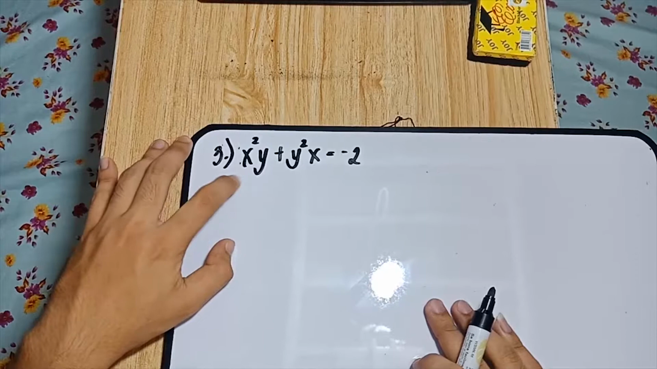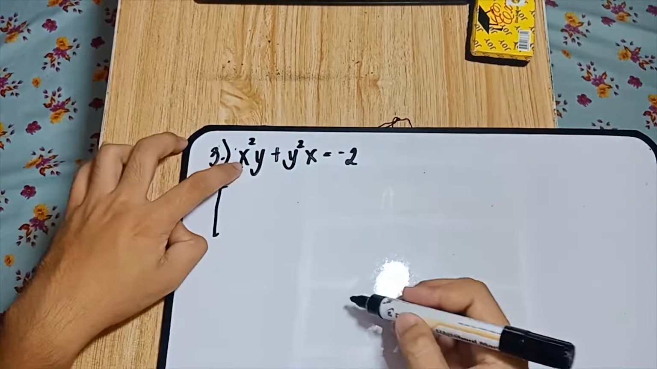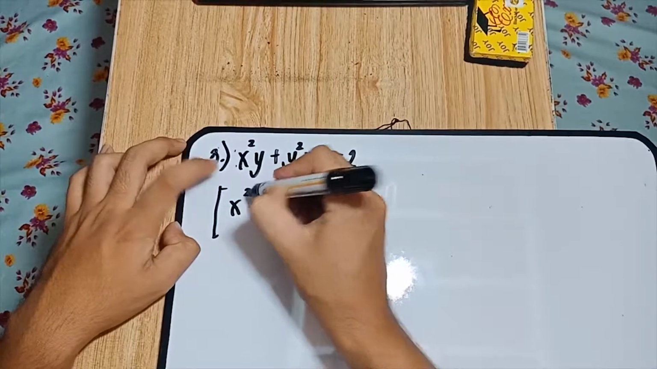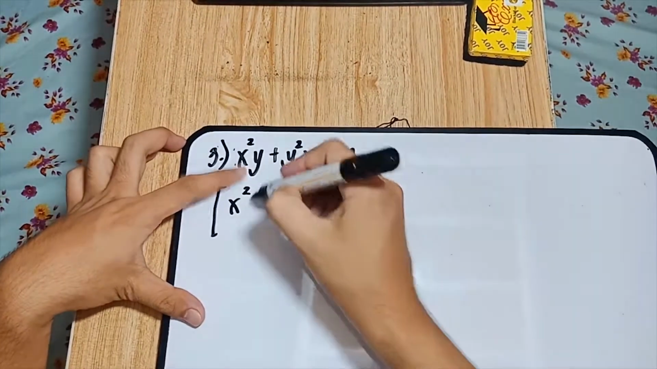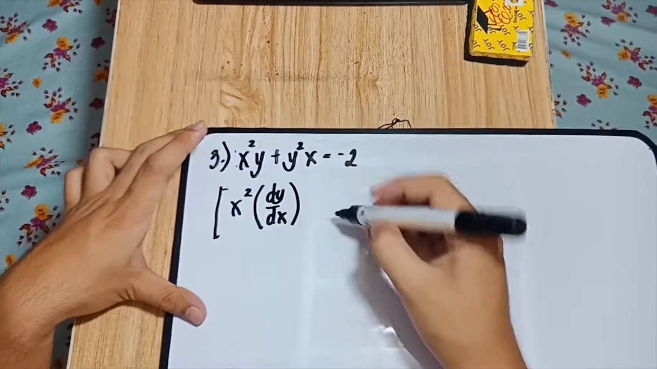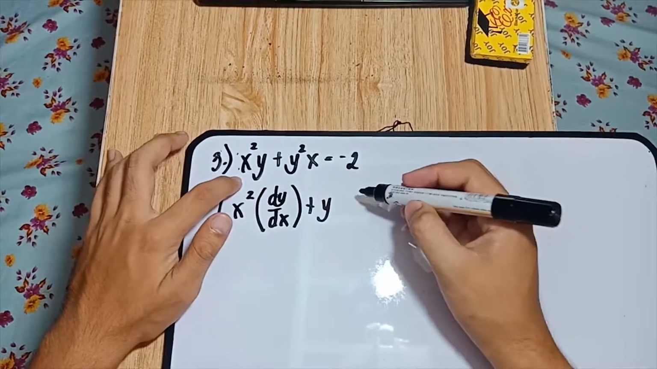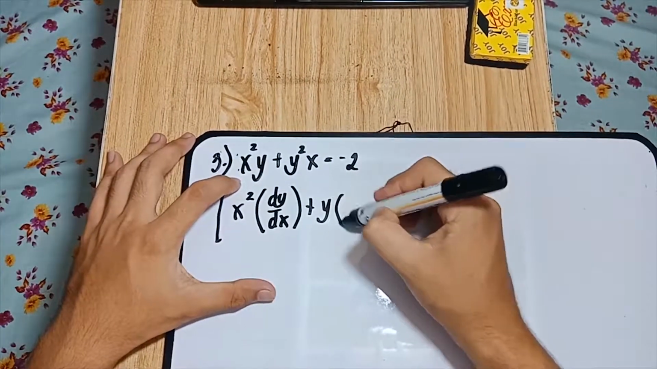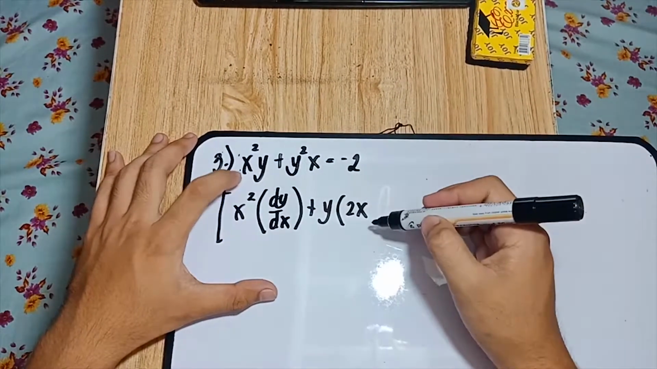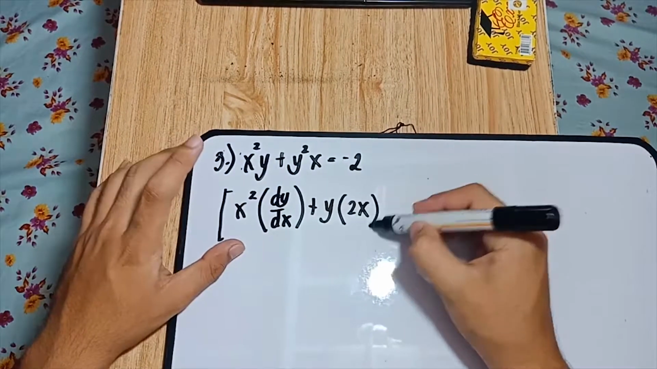Unahin na natin tong first term na to. So, again, product rule. Copy the first term, then multiply by the derivative of the second term, which is dy over dx. Plus, copy the second term, then multiply by the derivative of the first term, which is 2x. Multiply by the derivative of x is equal to 1. So, hindi ko na ilalagay yun. Okay?